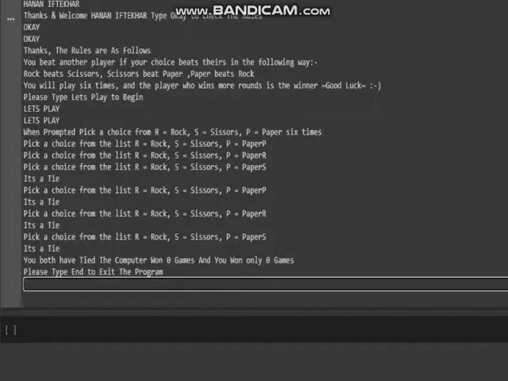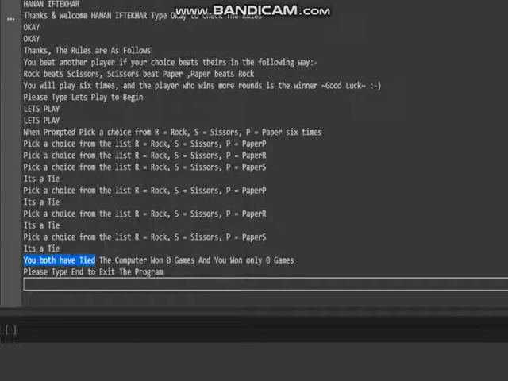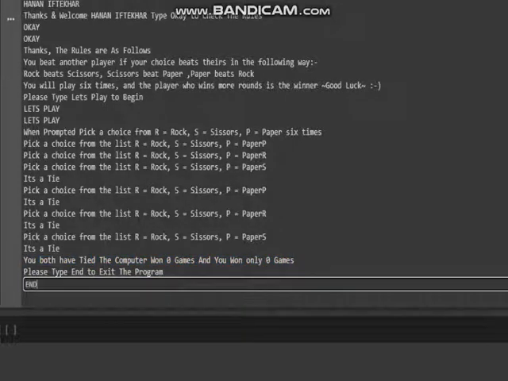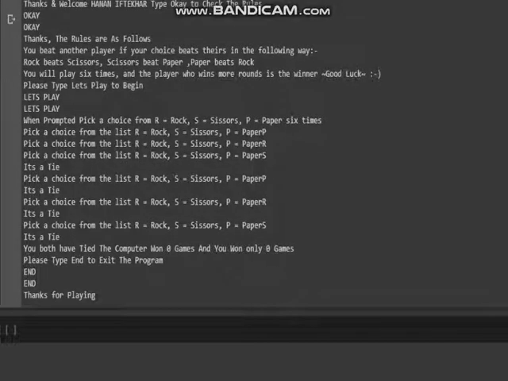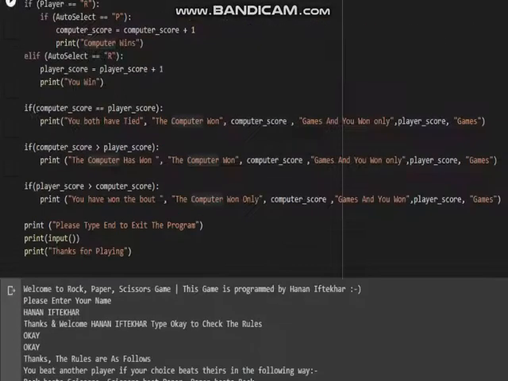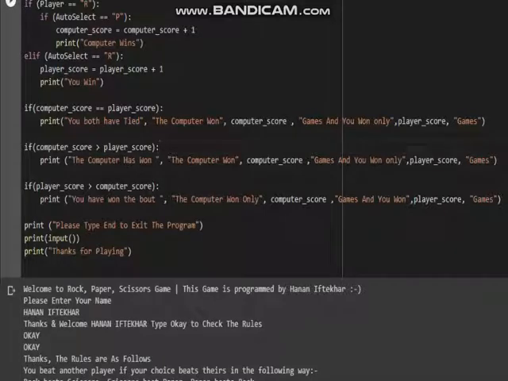So here we are. You can see it says that you both have tied. Computer won 0 games and you won 0 games. It says we both have tied, and to end the program we have to write end. Thanks for playing.